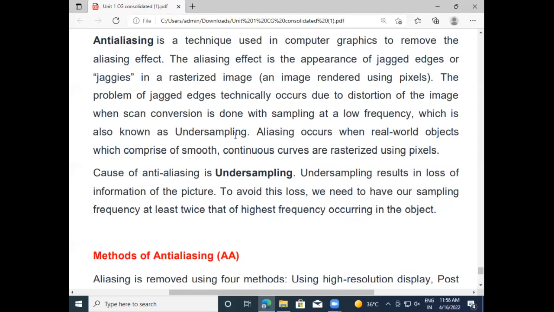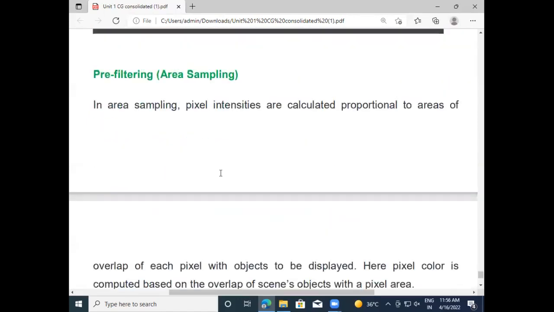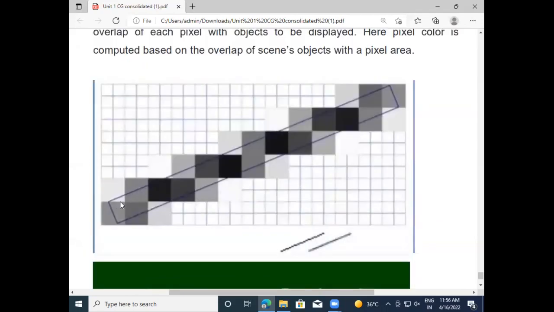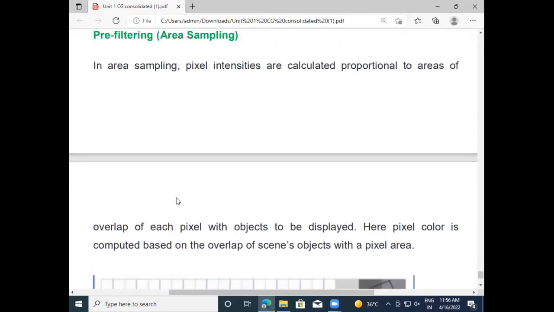We will see first pre-filtering. I will explain all these things. In pre-filtering, whenever we consider the image, before displaying it we consider the boundaries of that particular image. For example, if you are drawing a particular curve like this, then whatever the boundary of those pixels is, we keep it the same size as the pixel.